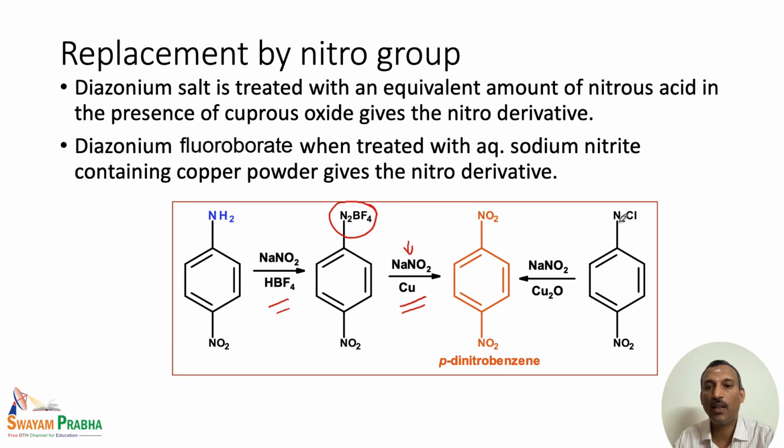Another way is that the diazonium chlorides or the diazonium halides can be treated with one equivalent of sodium nitrate in the presence of copper oxide. In both cases, cuprous oxide or a copper salt can be used, and we have to use one additional equivalent of sodium nitrate after the diazonium salt is formed. This is the most important thing in this case, because the reaction itself uses sodium nitrate to form the diazonium salts. So once the diazonium salt is formed, an additional one equivalent of sodium nitrate with the copper is mixed to give the corresponding nitro derivative.